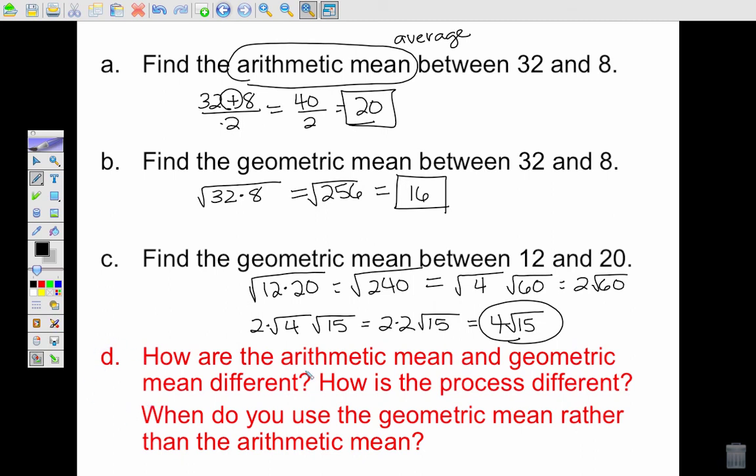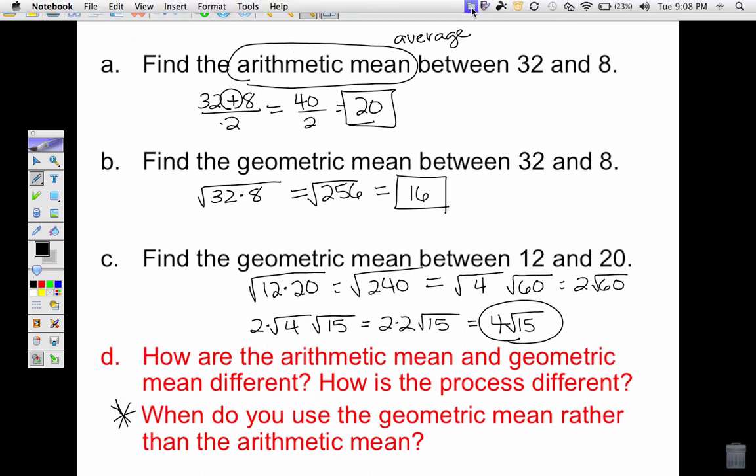Alright, and the last question here in red means that you're going to do a little research on your own to see if you can find out the difference between the arithmetic mean and geometric mean. You can explain the process just by looking at what we did above, but this is the one you might need to do a little research on. Why would we use the geometric mean instead of what we know already as the average? So maybe you can Google that, do a little research, and see what you can find. And that's it. Thanks for watching.